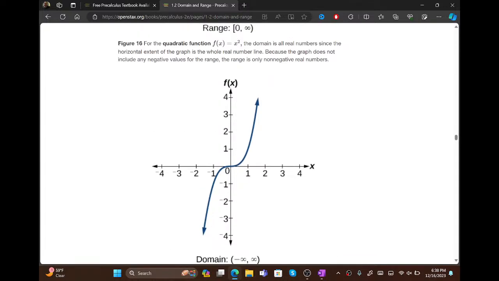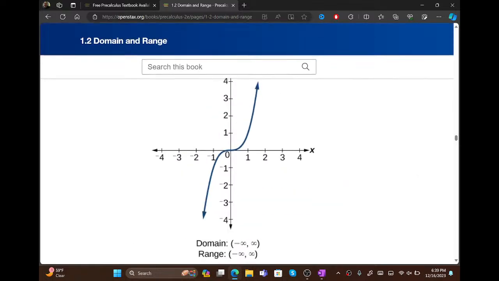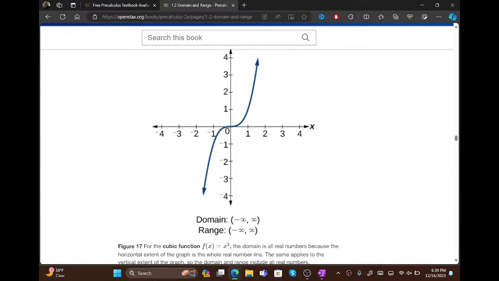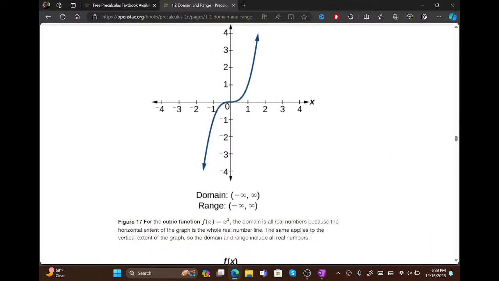For a cubic function, this is what I was talking about. If the degree is odd, most likely the domain and range are going to be -infinity to infinity. So, yeah, this is for all odd functions, or all functions with an odd degree. Odd functions are a different thing. But yes, for a cubic function, the domain is -infinity to infinity.